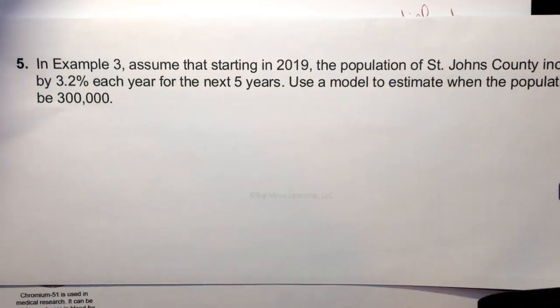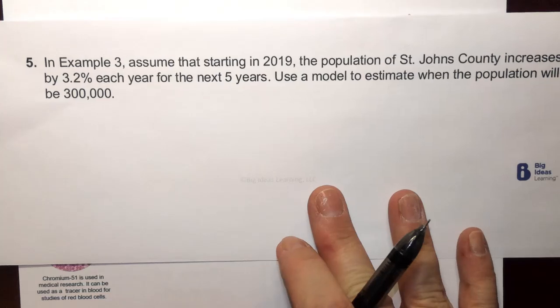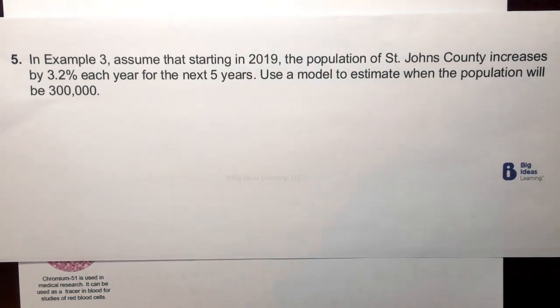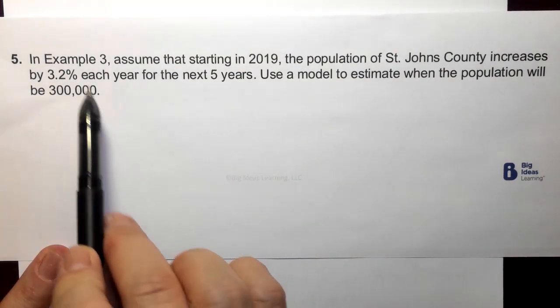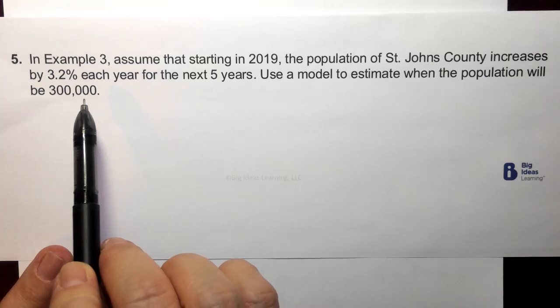Okay, so we do have an example to practice for self-assessment. So I want you to pause the screen, give this a try. In example 3, assume that starting in 2019, the population of St. Johns County increases by 3.2% each year for the next 5 years. Use a model to estimate when the population will be 300,000. So this time, we're trying to figure out when do we think it would be 300,000.